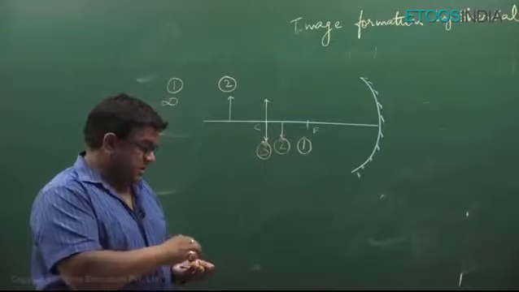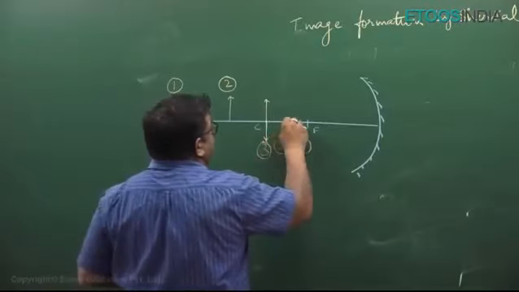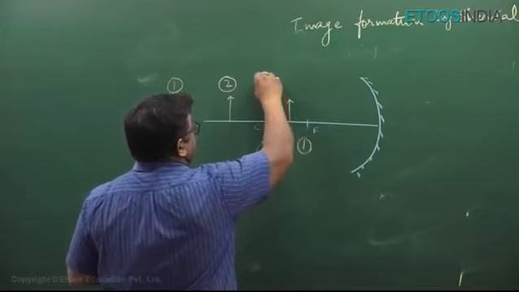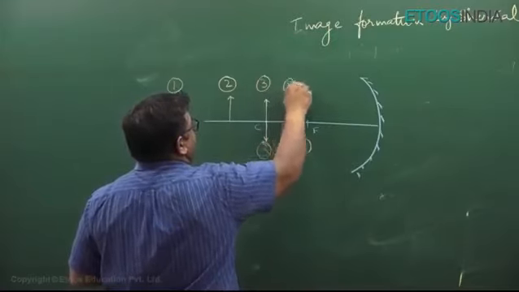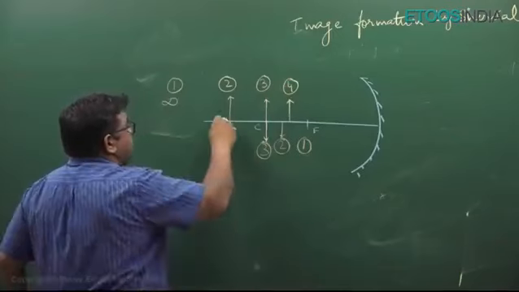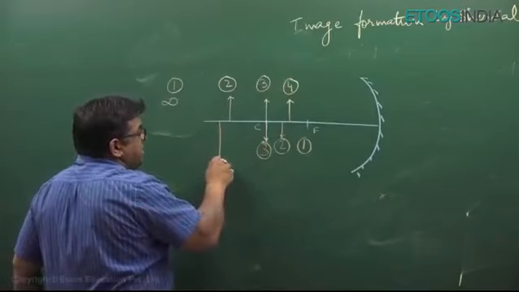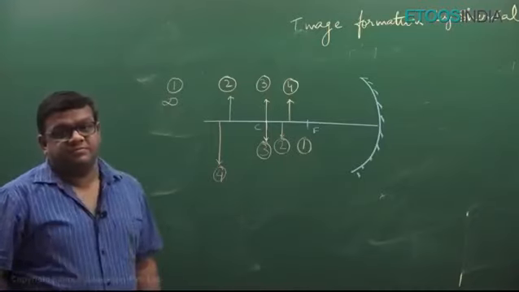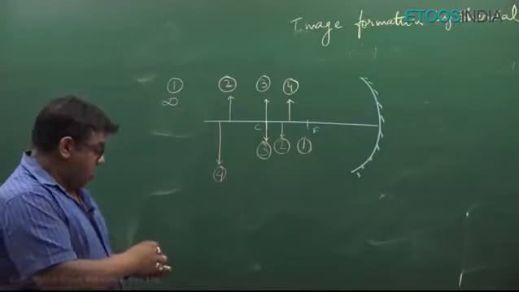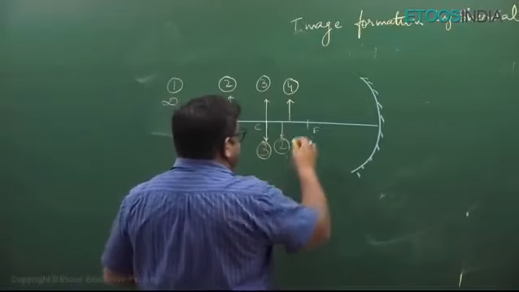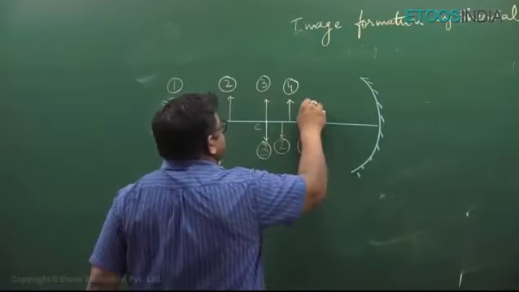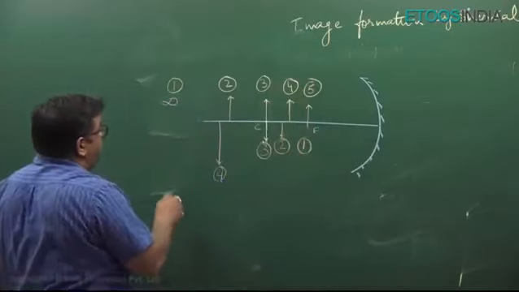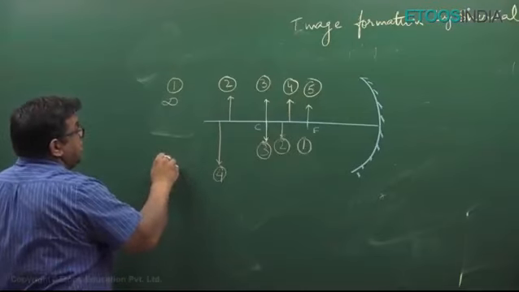Okay? As I'll move ahead, if the object is placed here between C and F, then image will be formed beyond C and it will be larger. Got it? Now, if the object is placed at focus, then the image is formed at infinity.